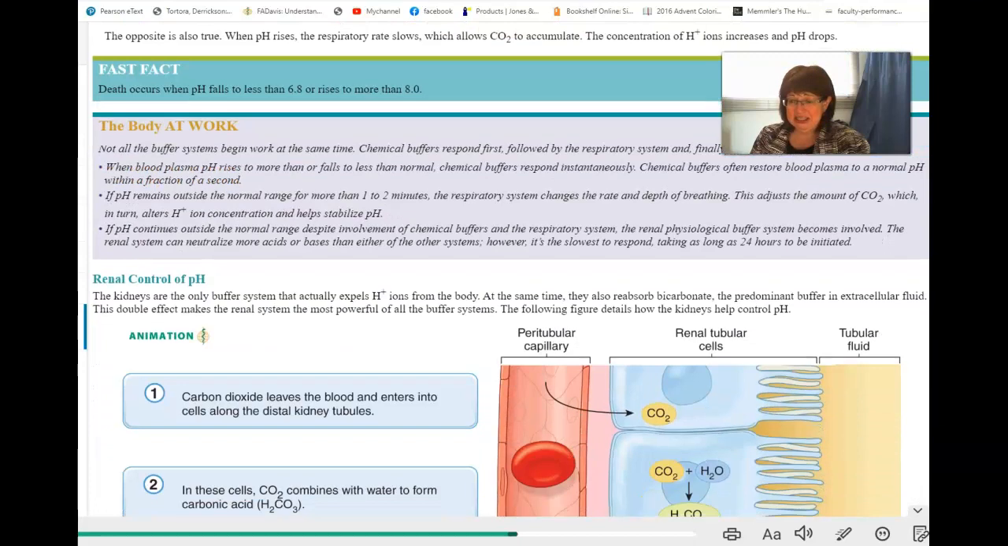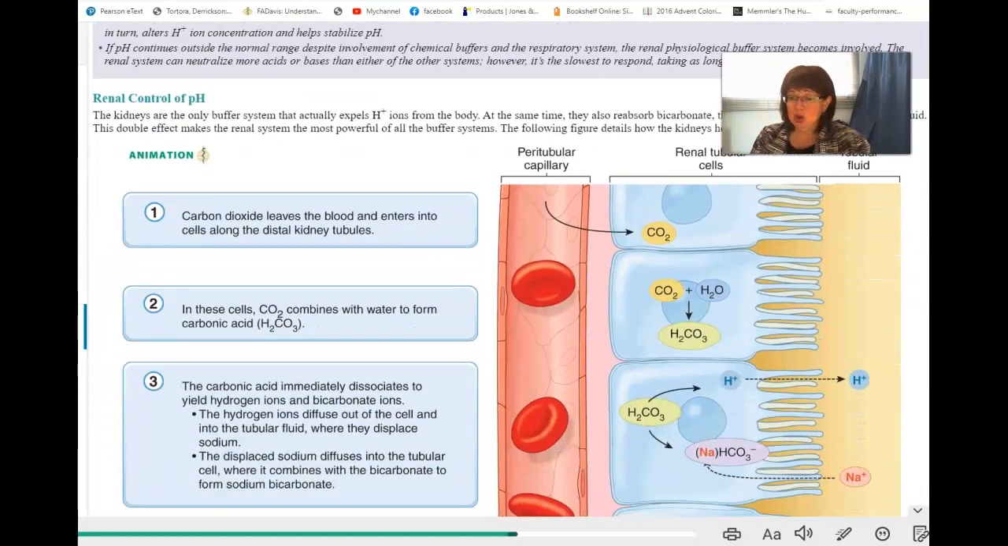The kidneys will absorb this bicarbonate. Down here you see this purple bubble. The purple bubble will absorb the bicarbonate because it is taken into the body. So box number 3: carbonic acid immediately dissociates to yield hydrogen ions and bicarbonate ion. The hydrogen ions diffuse out of the cell and they are displaced by sodium. The displaced sodium diffuses into the tubular cell and is combined with bicarbonate to form sodium bicarbonate.